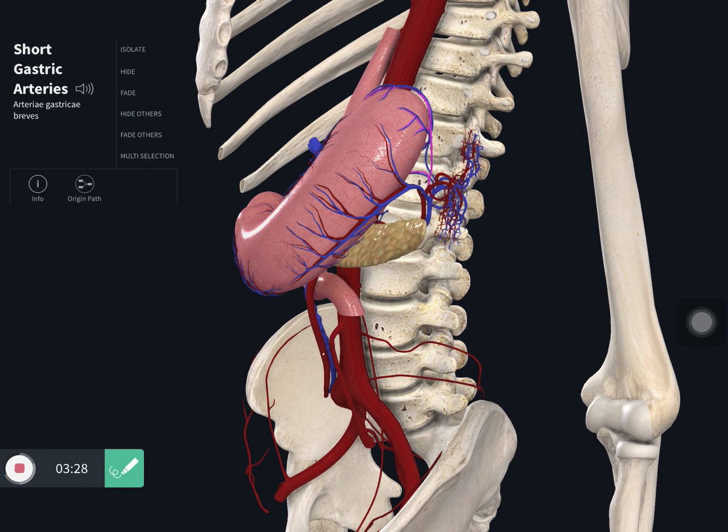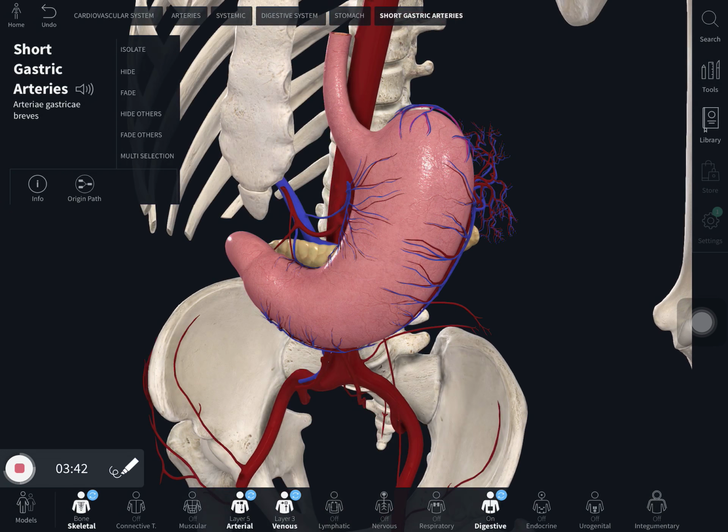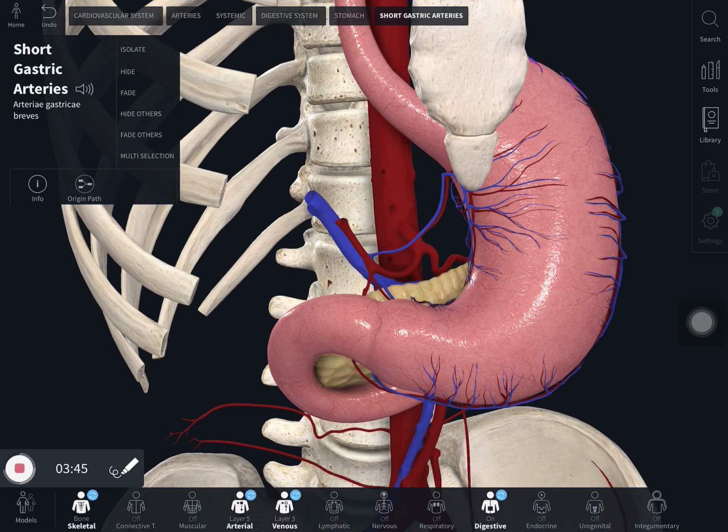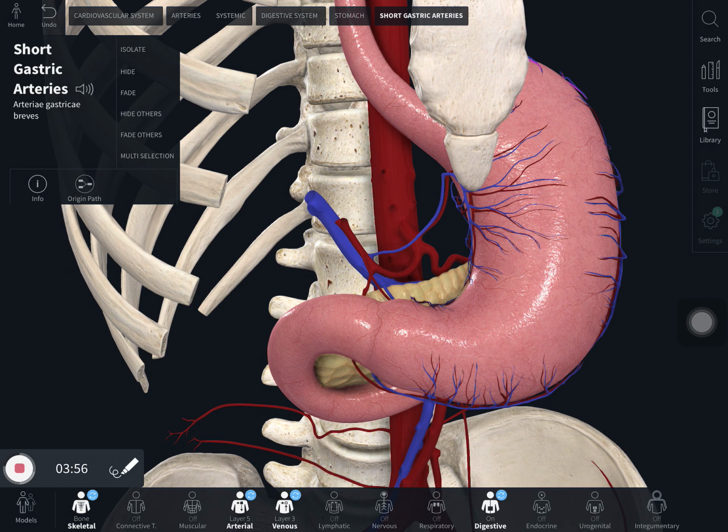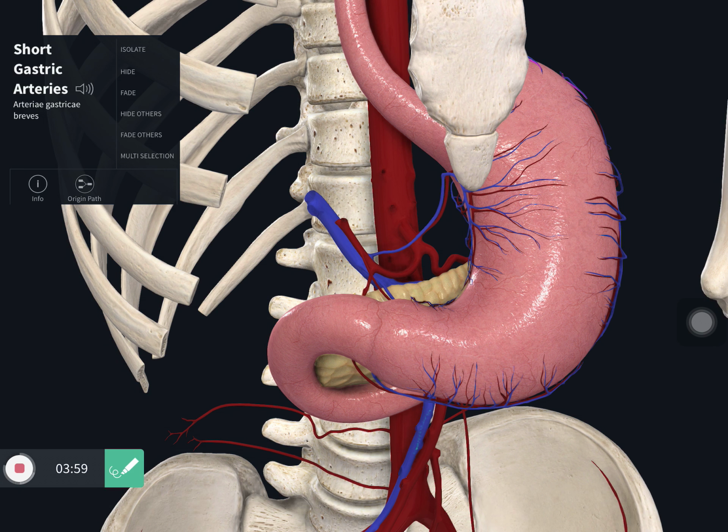draining back to the splenic vein, while the left gastroepiploic vein drains to the splenic vein, which all drains back to the portal vein here, while the right gastroepiploic vein drains back to the superior mesenteric vein and then to the portal vein.